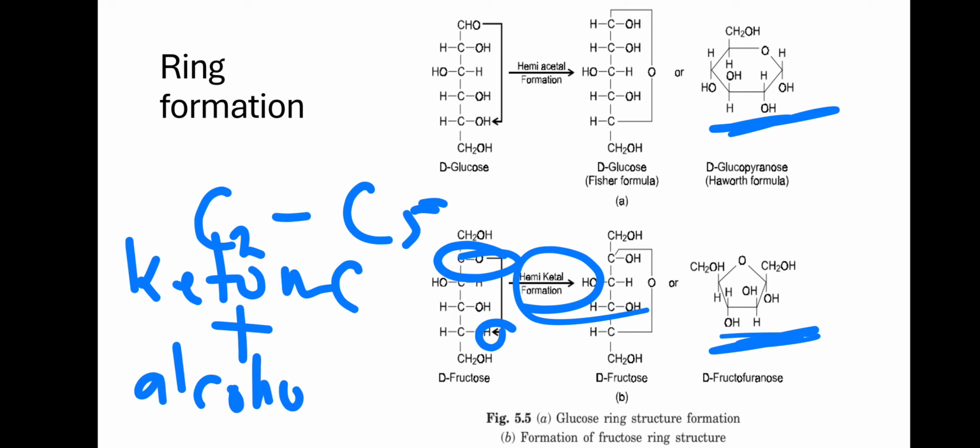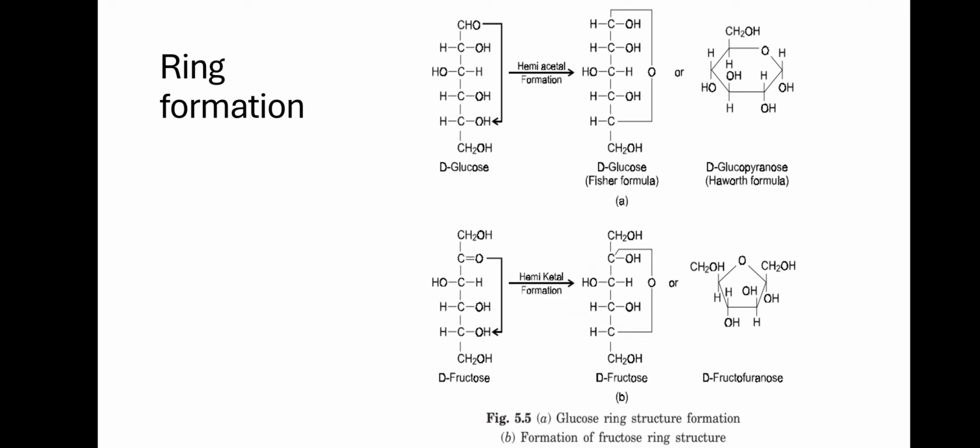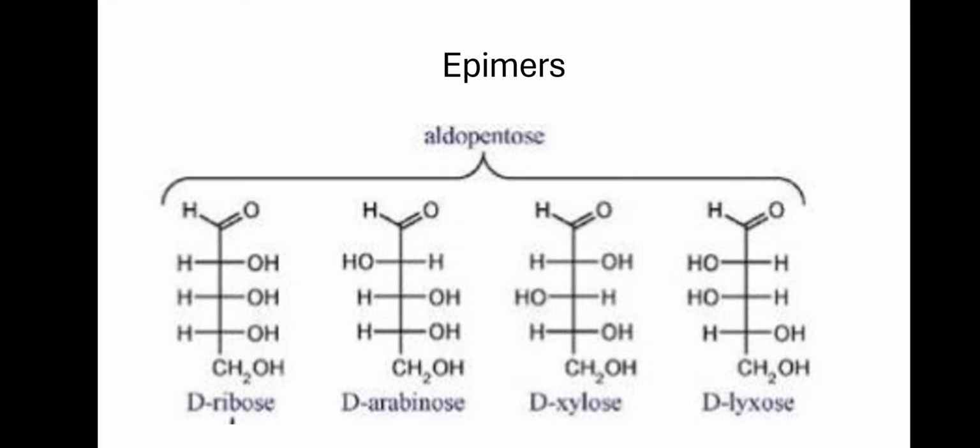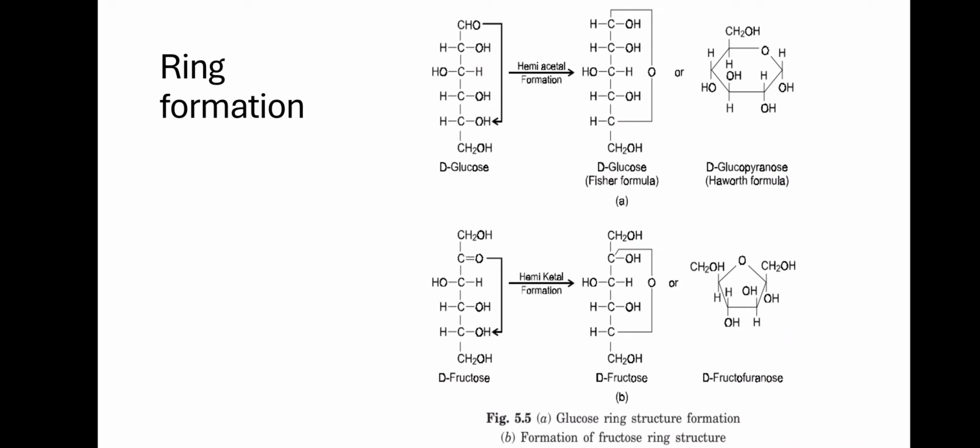So upon us forming this cyclic structure, this is where we have a term called anomers. So there are two types of anomers. So we have the alpha and then we have the beta anomers. So these anomers work like this.